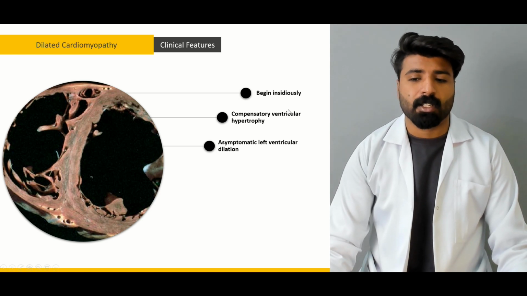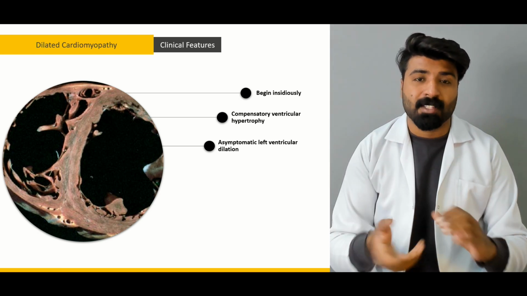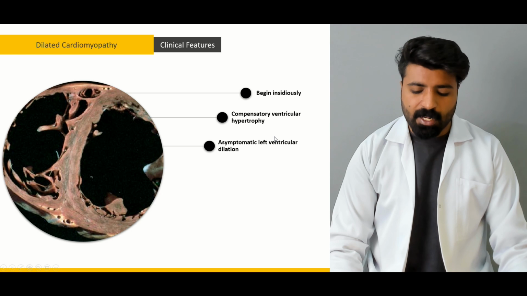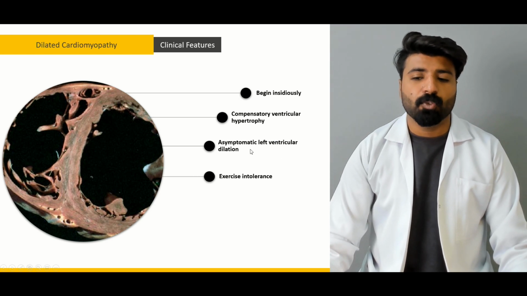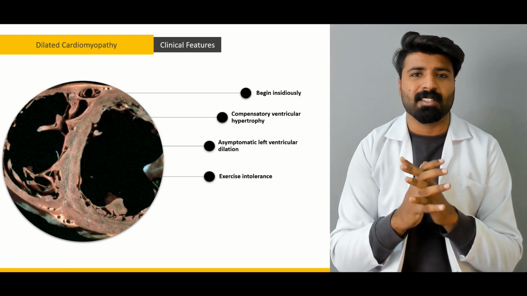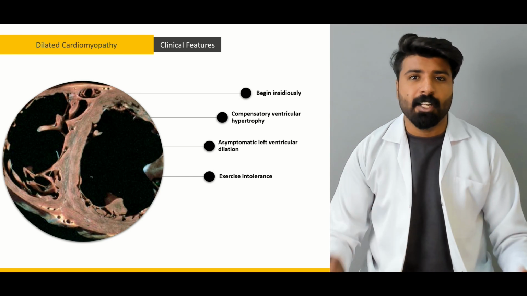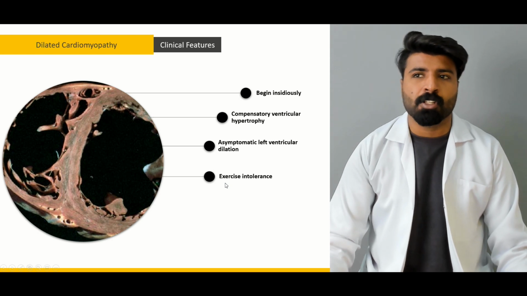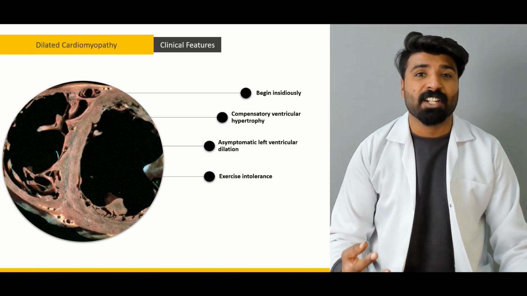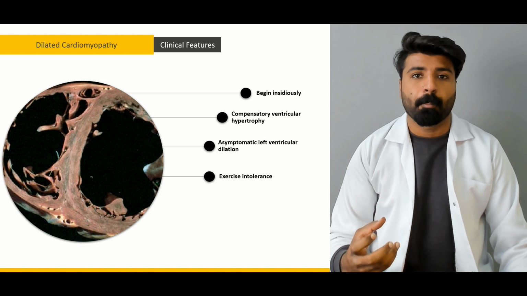Now, due to this compensatory ventricular hypertrophy and due to this pathology, the muscle fibers have stretched and they've led to left ventricular dilation. When they lead to left ventricular dilation, those muscles are unable to come back in a snap. They're not working properly now. So that will lead to exercise intolerance. Patient won't be able to run. Patient won't be able to perform those actions which require higher intake of oxygen, which require higher body functions.